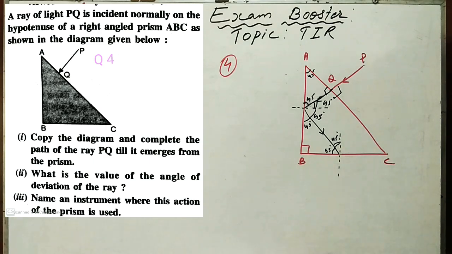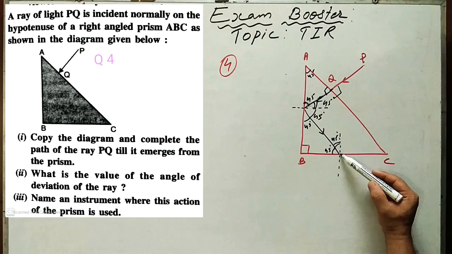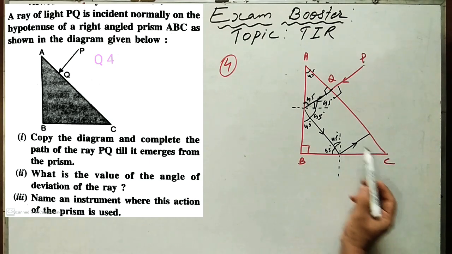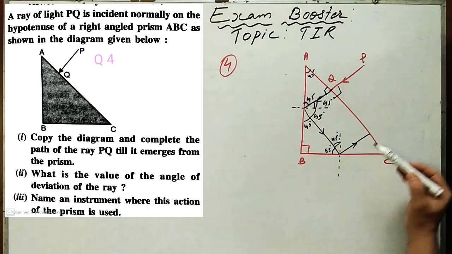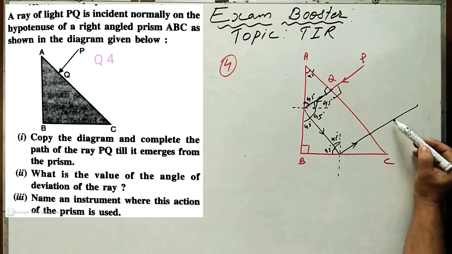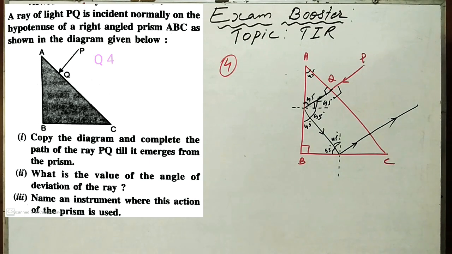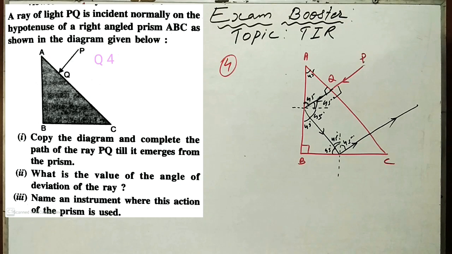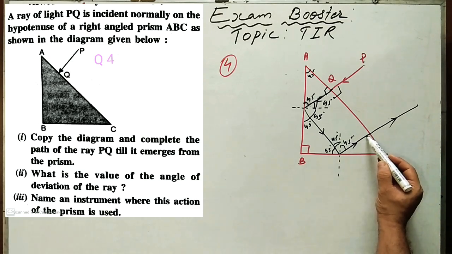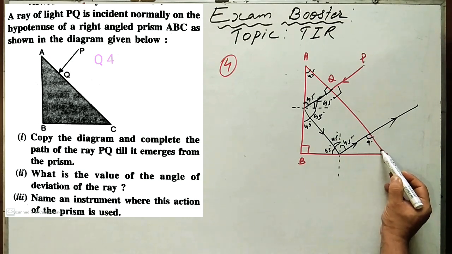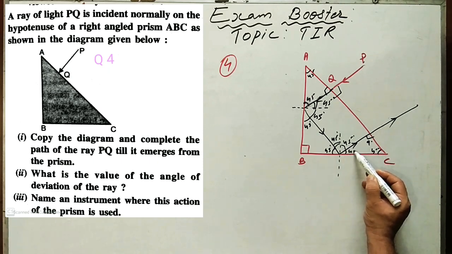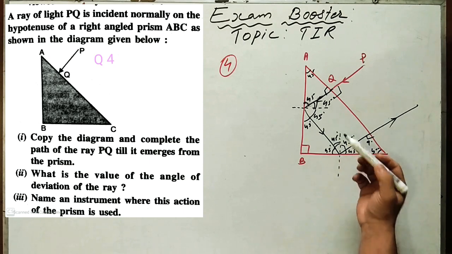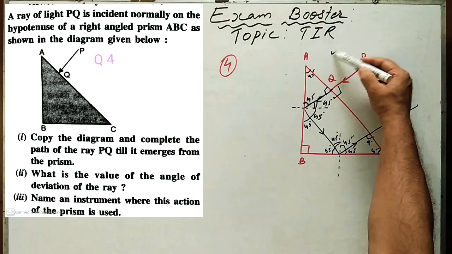Which is greater than the critical angle. Then what happens? This will get totally internally reflected, strike the surface AC normally and pass undeviated. Alright. So this angle of reflection will be further 45. So this angle is also 90 degrees. This is 45 and this is also 45. So all the angles are marked. So we have completed the ray diagram. The first part is over.